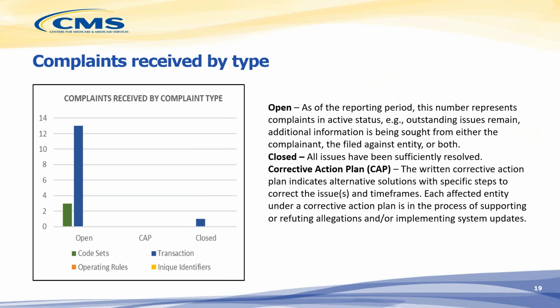Complaints received by type. So open would mean that this complaint is open as of right now, that it could be in any status. As you can see, the number represents complaints in an active status. It could be outstanding issues remain, additional information is being sought from the complainant or the filed against entity. Close simply means that we have resolved the situation, and corrective action plan means that we are going through the particular steps to fix said problem.